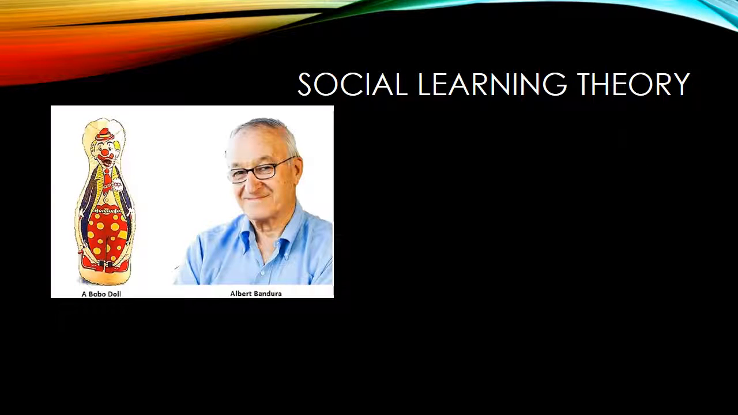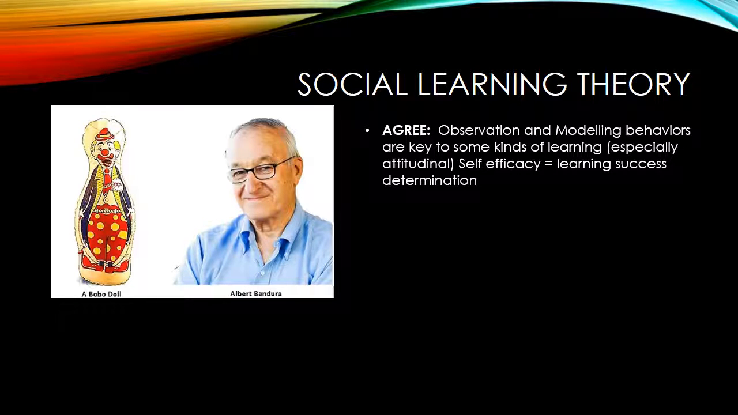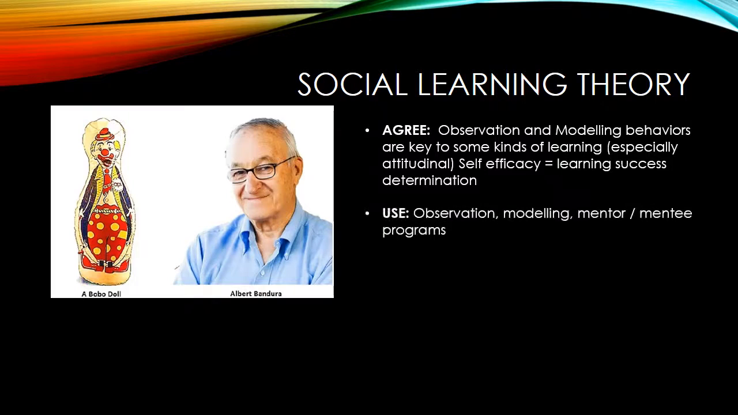Now we'll move on to social learning theory. I've got my picture here of Albert Bandura and his Bobo doll, which is one thing he used to demonstrate modeling behavior in children and adults. So I agree, observation and modeling behaviors are key to some kinds of learning, especially attitudinal learning, and self-efficacy really can determine learning success.